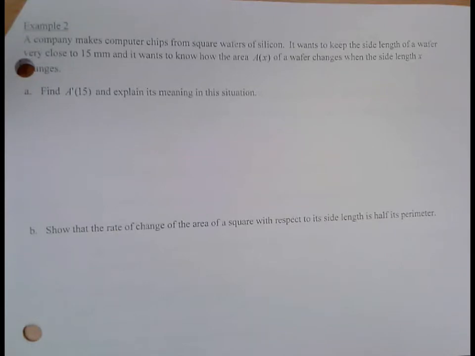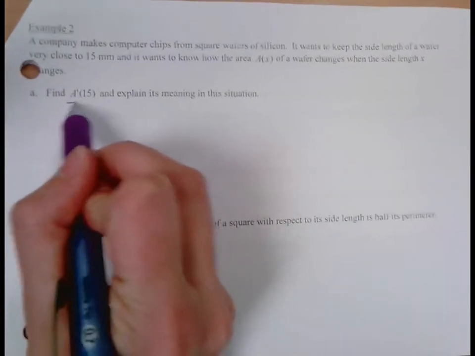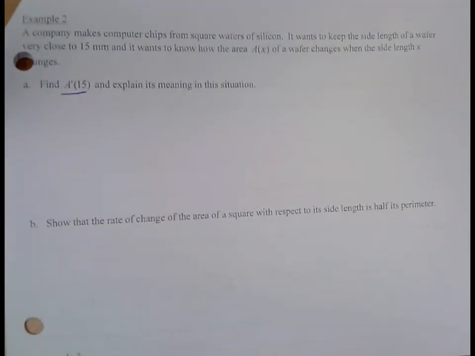This is a much quicker example. But again, this applies anytime you are asked about a rate of change. As long as the rate of change is instantaneous, it's the derivative. So example 2 says a company makes computer chips from square wafers of silicone. It wants to keep the side length of a wafer very close to 15 millimeters, and it wants to know how the area, A of x, of a wafer changes when the side length x changes. So it says find A prime of 15 and explain its meaning in this situation.